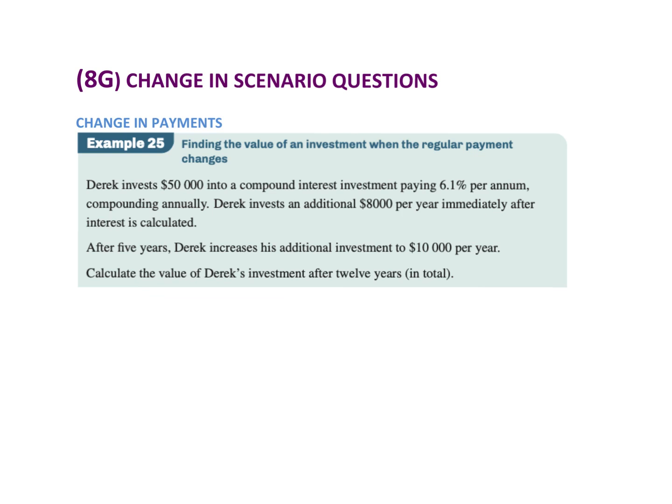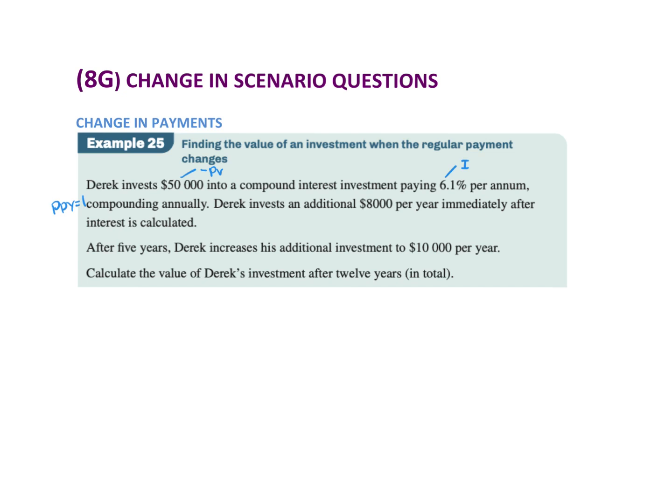All right, so Derek invests $50,000 into a compound interest investment. So we're going to be using Finance Solver. When you invest money, it's a negative PV. And compound interest paying 6.1% per annum, so that's the I. And it says compounding annually, so PPY is equal to 1.